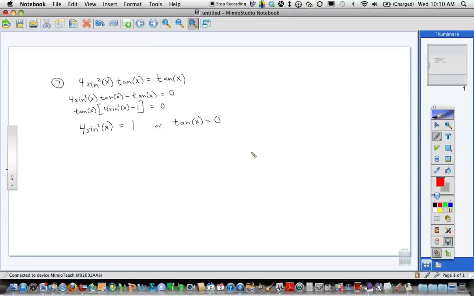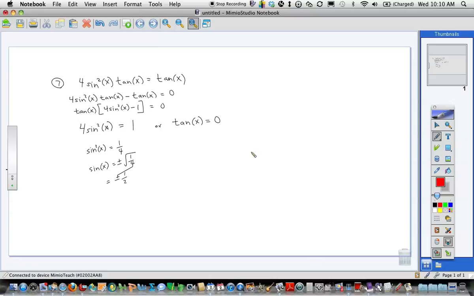But a lot of times if you divide by something that could be 0, it gets you in trouble, because then you just forget about it. It's gone, and then you don't worry about it. That's not good. All right, so on this one, we go ahead and divide by 4. We square root both sides, which gives us plus or minus square root of 1/4. Well, that's what? 1/2. Okay? And then where is tangent 0?